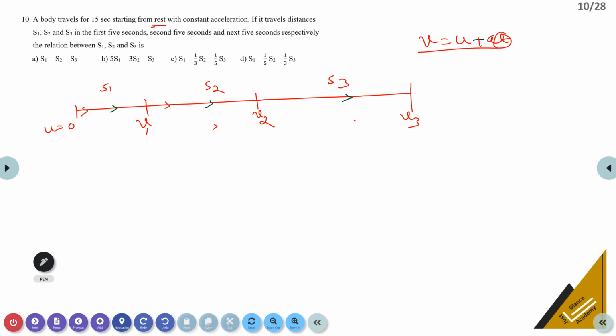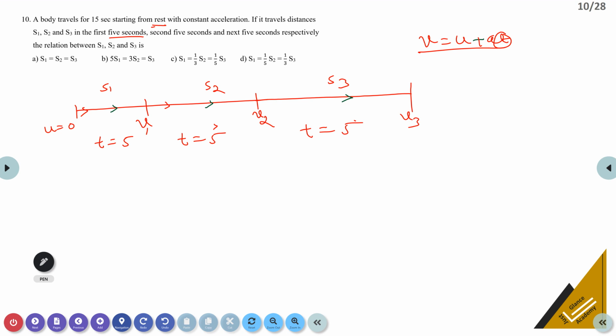Here I told you in the regular class, in the interval of the first 5 seconds, here also t equals 5 seconds, and here also t equals 5 seconds. Consecutive: 0 to 5 seconds, next immediately 5 to 10 seconds, next 10 to 15 seconds and so on.